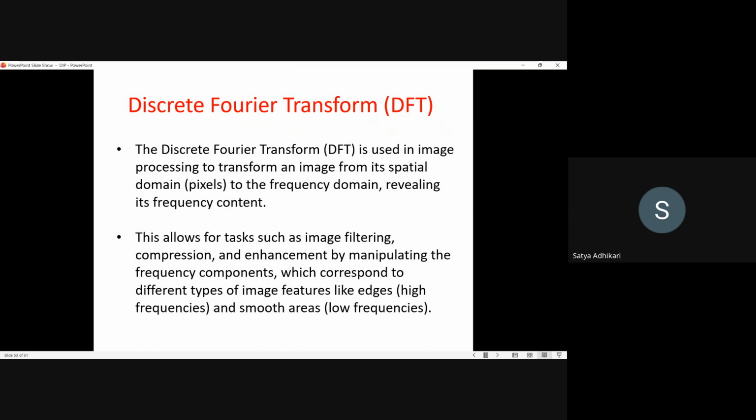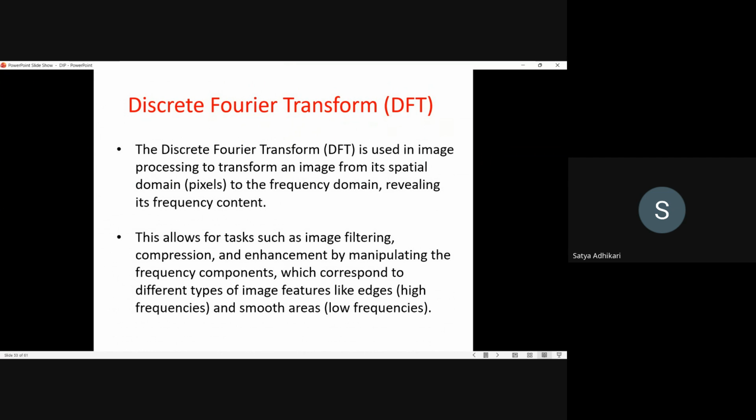But we have another domain which actually deals with signals. That is your frequency domain. So the discrete Fourier transform is used in image processing to transform an image from the spatial domain to the frequency domain, revealing its frequency content. Okay, frequency content is revealed.